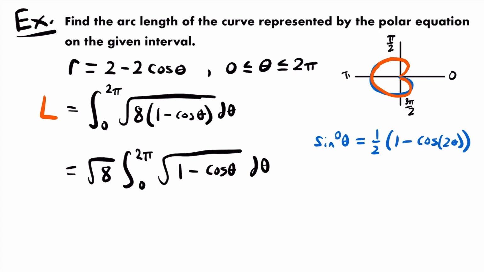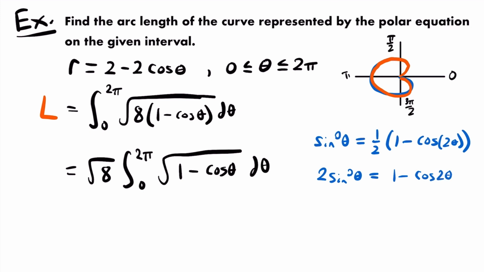And so the first thing I'm going to do is multiply both sides of this equation by 2 to remove this 1/2, right? 1/2 times 2 is just 1. So we'll have 2 times sine squared theta is equal to 1 minus cosine of 2 theta.